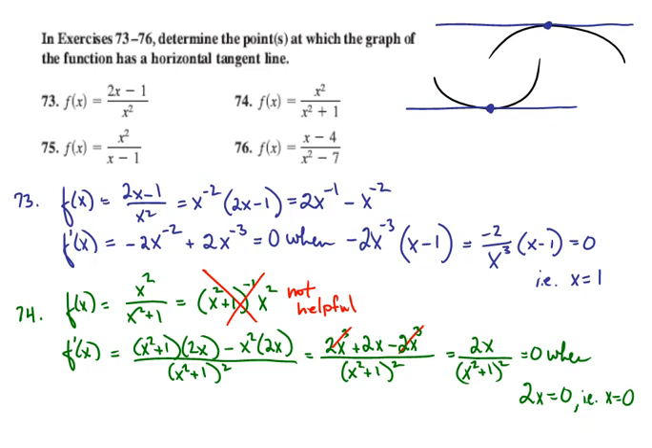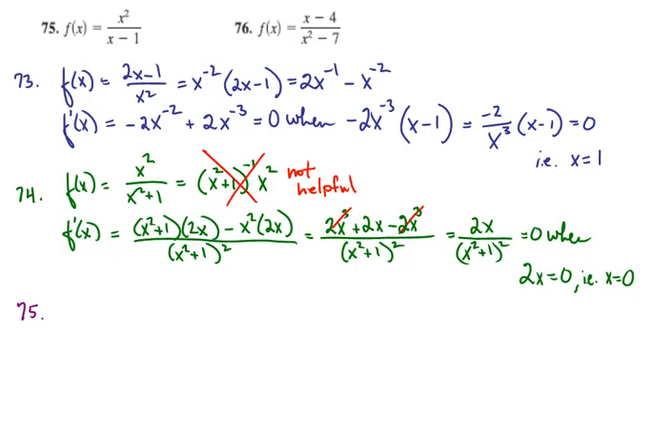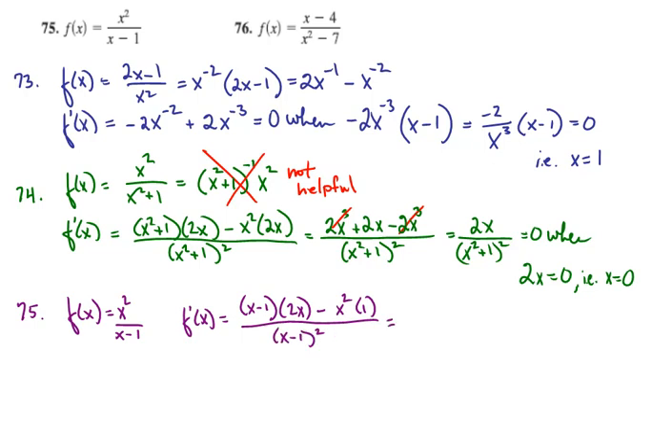We'll scroll down and look at problem 75, which is similar to 74 in that it cannot be rewritten and multiplied as a product. So in problem 75, we have f of x is x squared over x minus 1. And we're going to go right to the quotient rule. And so f prime of x is equal to the denominator, x minus 1, times the derivative of the numerator, which is 2x, minus the numerator, times the derivative of the denominator, which is 1, and all over the denominator squared.